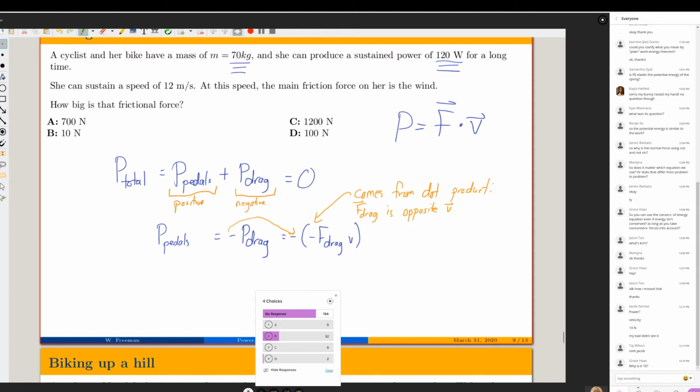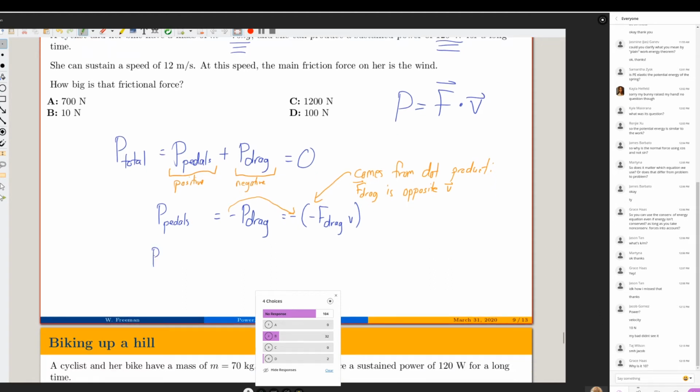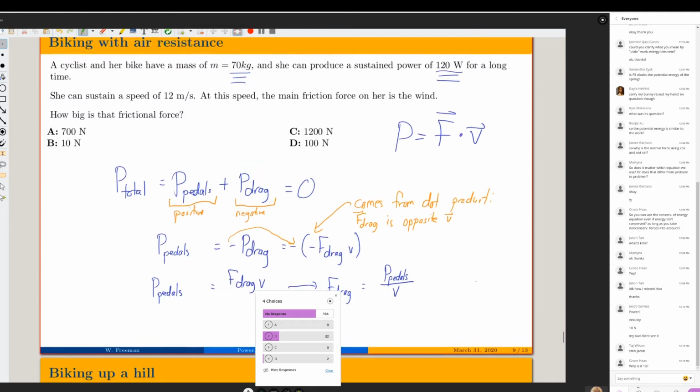Well, let's solve for that. So canceling my minus signs, this tells me that the power applied to the pedals is F drag times velocity. Oops, times velocity, I'm getting ahead of myself. So F drag is the maximum power I can pedal with divided by the velocity that propels me. So that's giving me 120 watts divided by 12 meters per second. Does that help, Grace?